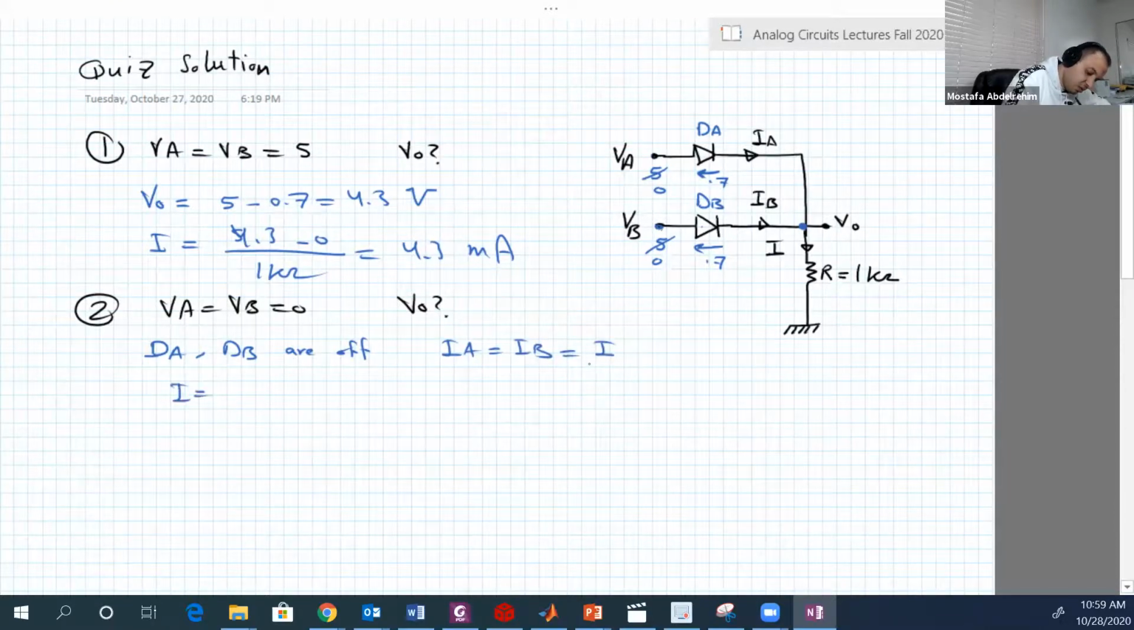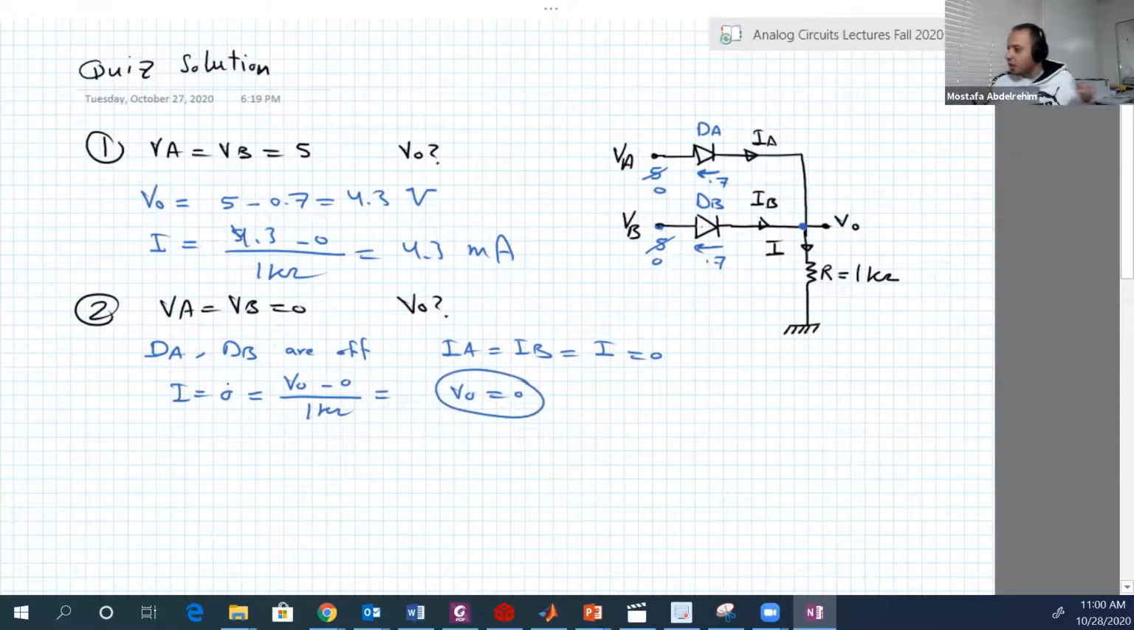I, which is 0, equals VO minus 0 over 1 kilo ohm. So VO is equal to 0. Okay, so good. Question number 3.